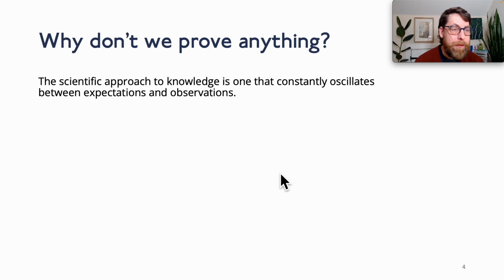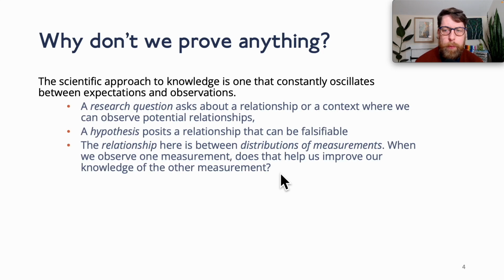But that method might be a bit restrictive, and I'd like to offer something a little more general than that, and that is that the scientific approach to knowledge is one that oscillates between expectations and observations. So within that context, a research question asks about a relationship or a context where we can observe potential relationships. So let me rephrase that again. A research question asks about a relationship, or it can ask about a context where we can observe potential relationships.